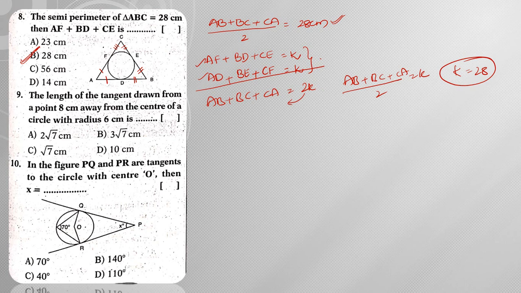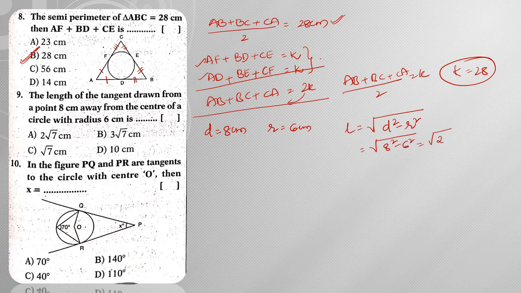Okay. Next, the length of tangent drawn from a point 8 centimeters away. 8 centimeters away means clearly he has mentioned the value of D. So D is equal to 8 centimeters and radius is equal to 6 centimeters. It's asking you to find the length of the tangent. Length of tangent L is given by square root of D square minus R square. Now substituting the values, square root of 8 square minus 6 square. So already we have done this. This is equal to square root of 28, which is nothing but 2 root 7 centimeters. Hence the answer is 2 root 7 centimeters.